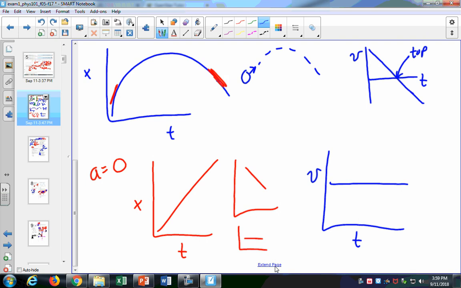Courtney, what is it? If something's slowing down, velocity and acceleration are opposite. And if they're speeding up, they're in the same direction. They could be both negative or they could be both positive.